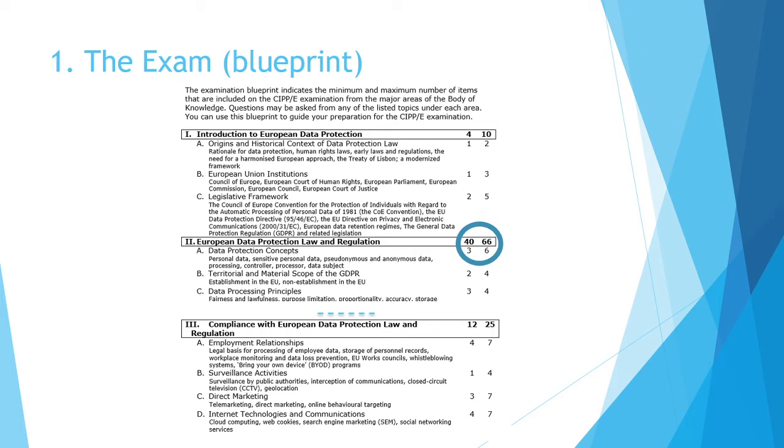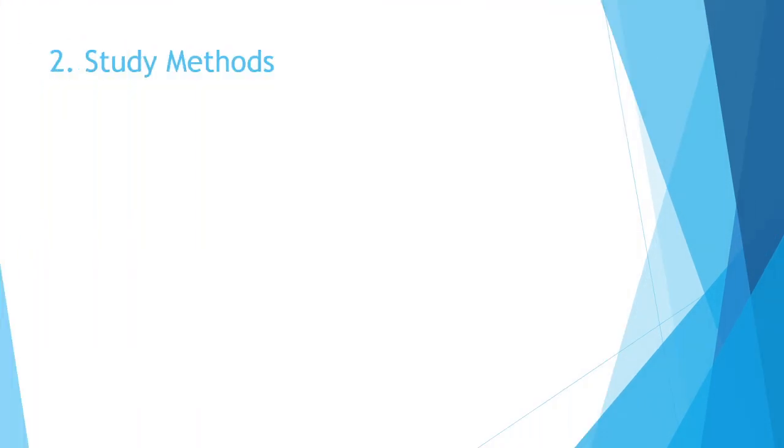After that, Part 3 counts the most. 12 to 25 questions are asked about this part. Part 1 counts the least. This part is about the origin and history of European data protection, the EU institutions, and legislation. As you can see, only 4 to 10 questions are asked about this. It's smart to focus your preparation especially on Part 2, and then on Part 3, and pay the least attention to Part 1.